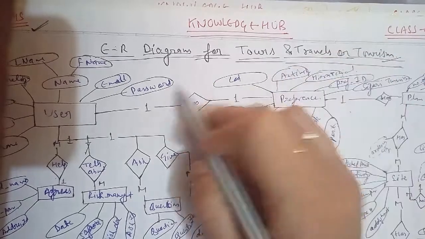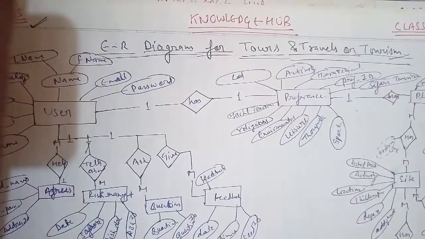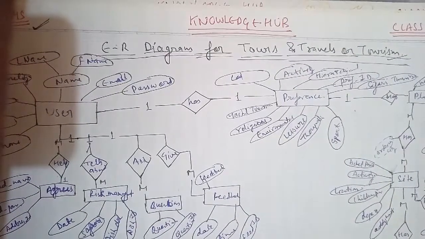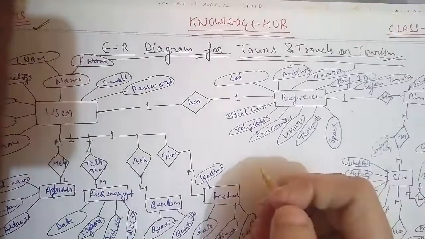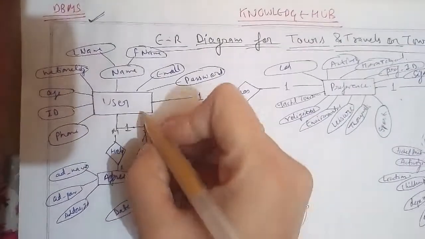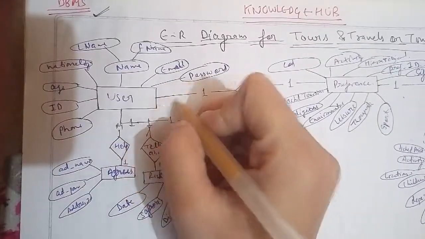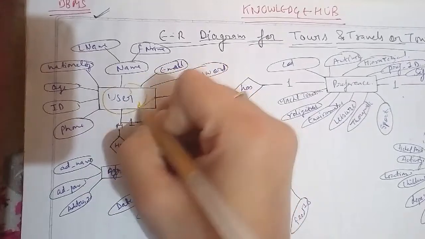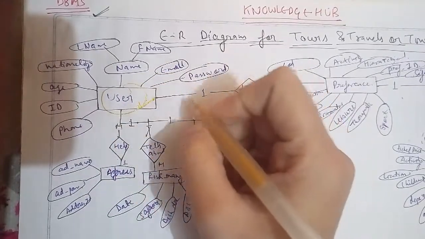So today we'll start discussing the ER diagram for tours and travels. It will be helpful to you as you go ahead. We'll start from the beginning: when you're talking about tours and travels or tourism, it will be the users first, and what is required of the users.